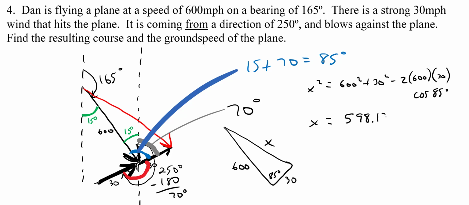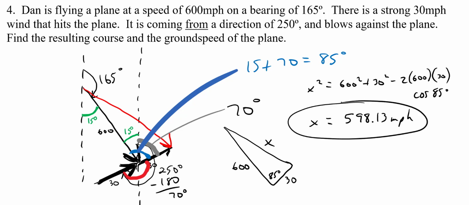598.13 miles per hour. There we go. That is the ground speed. That's how fast the plane's going. That's the red vector.